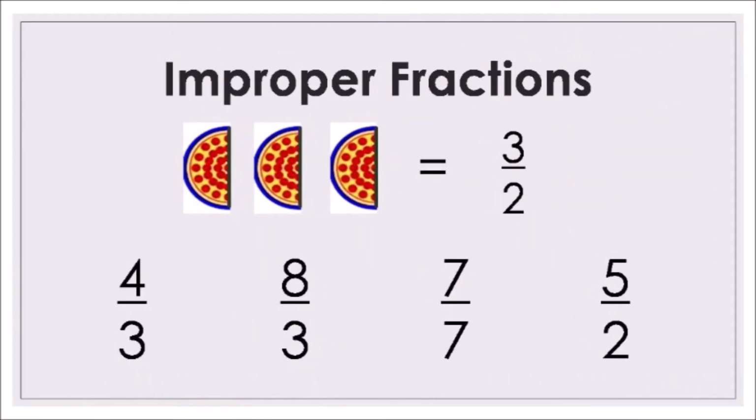The opposite of that would be improper. If the denominator is larger in a proper fraction, the opposite would be that the numerator is larger than or equal to the denominator. So for improper fractions, and there I have 3/2, the numerator has to be larger than or equal to the denominator, like in 4/3, 8/3, 7/7, and 5/2.